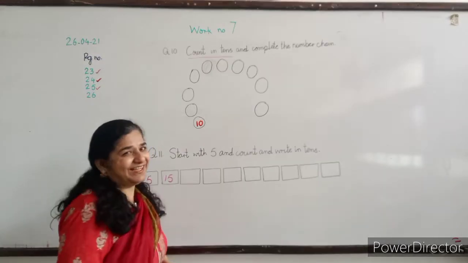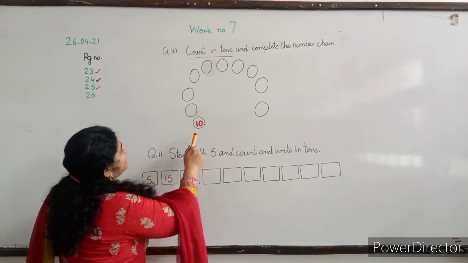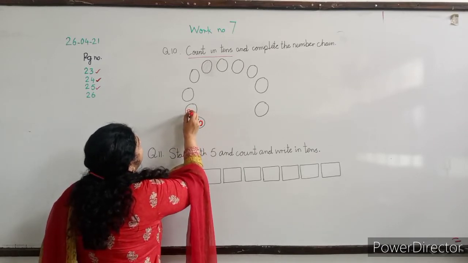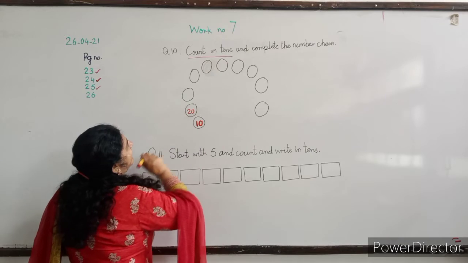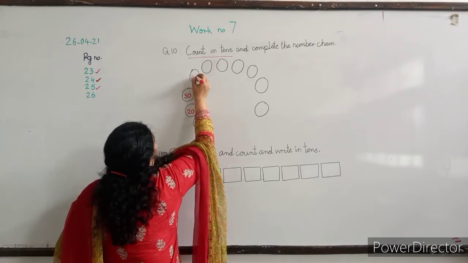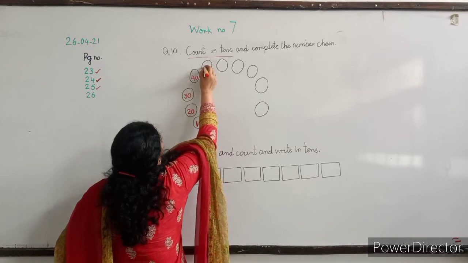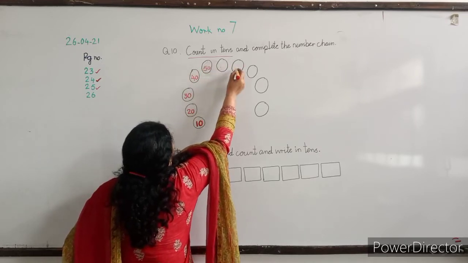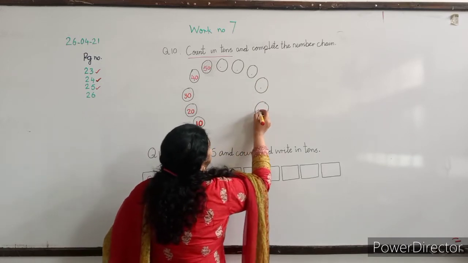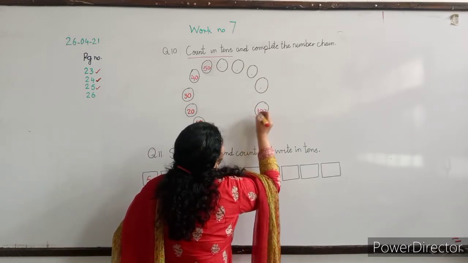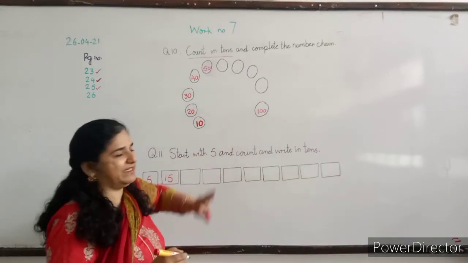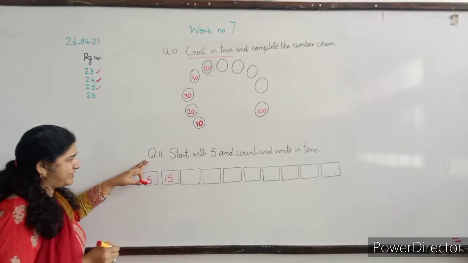Yes, I know. Okay, so look here. Now 10 and then 20 and then 30, 40, 50, 60, 70, 80, 90 and the last is 100. Right? So in this way you have to write all the tens here. Now come to the next question.